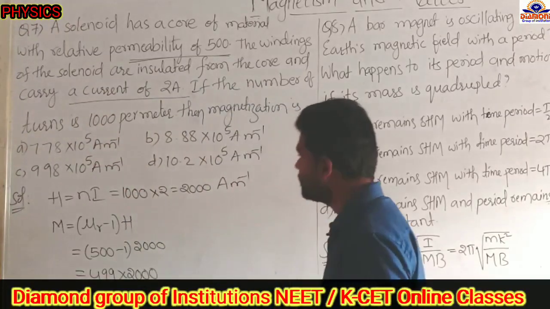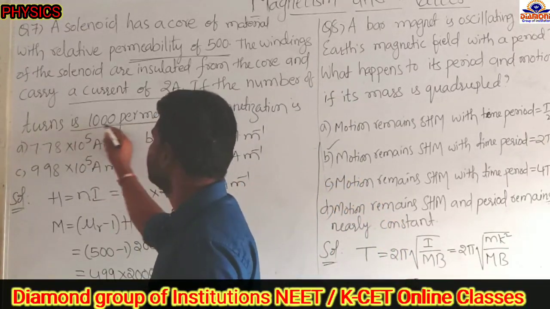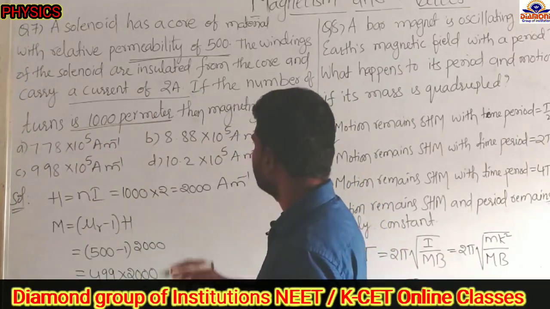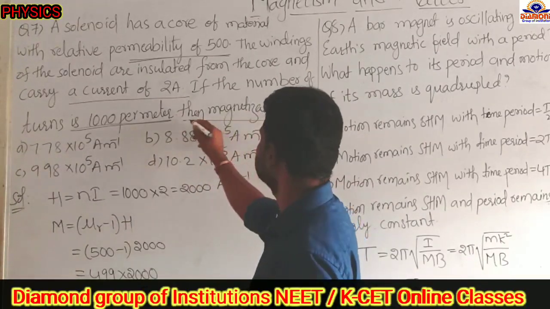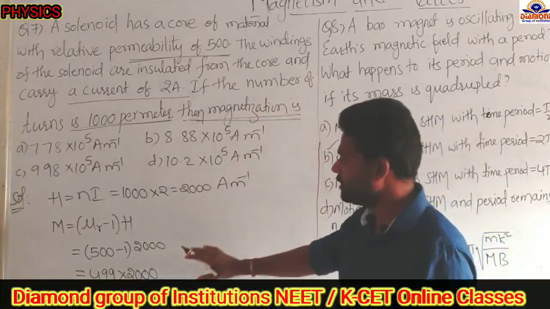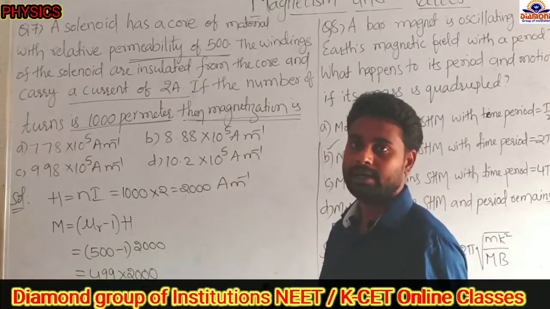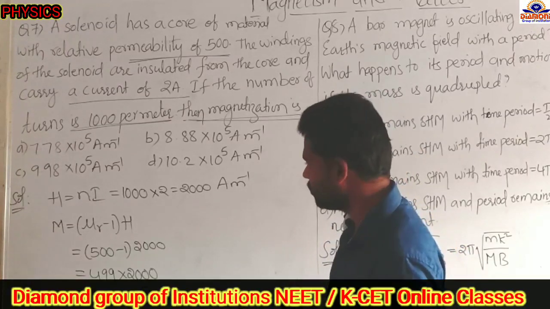2 amperes current carrying. If the number of turns is 1000 per meter, number of turns small n. Then what is the magnetization? We have to find. This problem is totally based on the formulas only. So magnetization means the symbol is I or M. That we have to find.